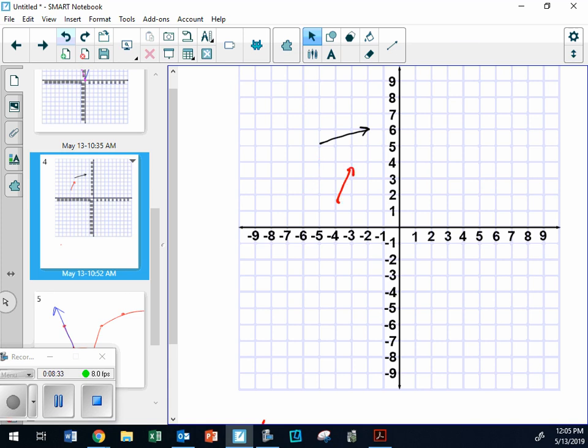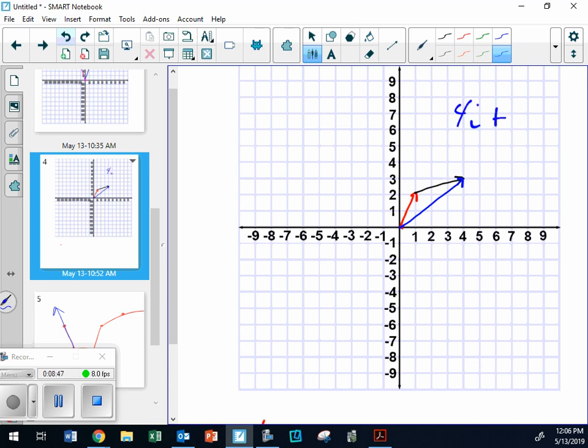Red one plus black one gives me blue one, which would be 4, 3. 4i plus 3j, aka 4, 3 in column form. Yay, you've learned how to add vectors. You just lined up their tip and their tail. This blue one is the one that results, so it's called the resultant. The blue one is called the resultant.